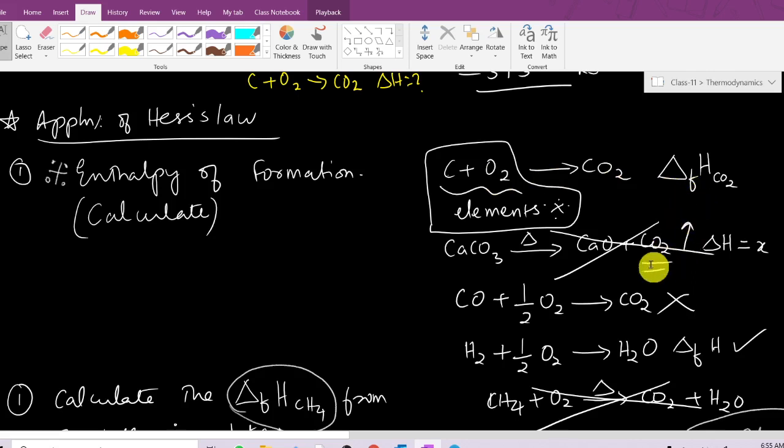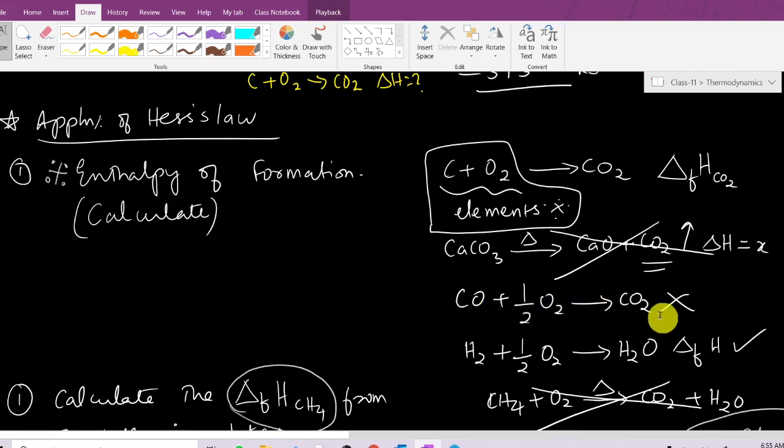You can also prepare CO2 by different methods. For example, if you take calcium carbonate and heat it, thermolytic decomposition of calcium carbonate also gives you CO2. The enthalpy change associated with this reaction is not the enthalpy of formation of CO2. Here also CO2 is formed, but we will not call the enthalpy change the enthalpy of formation. Similarly, if you take carbon monoxide plus half O2 gives CO2, here also CO2 is formed, but we will not call it the enthalpy of formation.